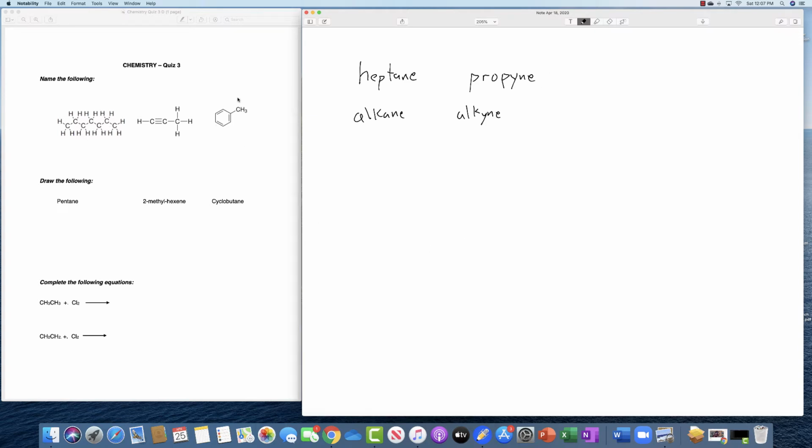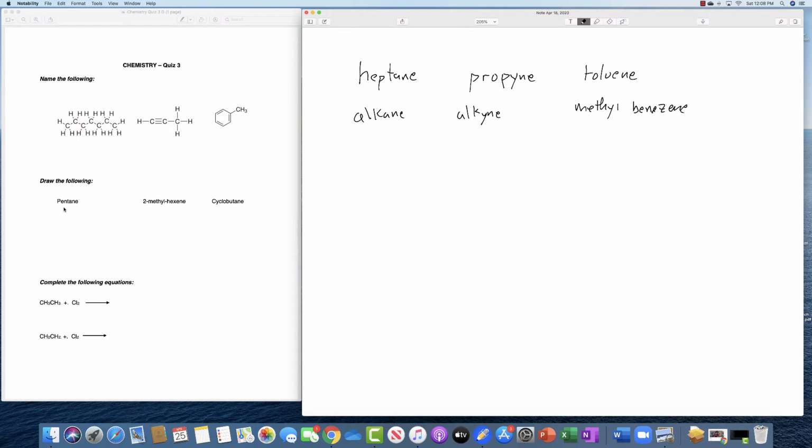The third one here, if you look in the book, this is called toluene. I also accepted methyl, which is what this group right here is, benzene. You did not have to put a number on here because this thing could be wheeling around in a circle. So methylbenzene just means one methyl group like that.